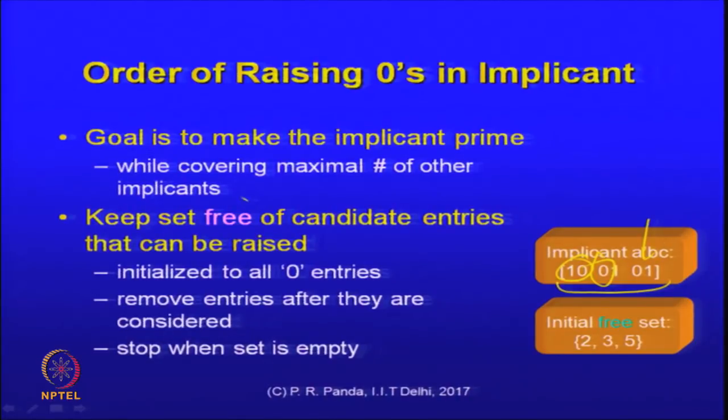So, let me keep a set free of the candidate entries that can be raised. Initially in this example there would be 3, this just refers to the position number 2, 3 and 5. All of these are an initial free set. But they are candidates, that does not mean that all of them can be raised, we have to check the validity to see which ones can be raised. Anyway, it is initialized to those 0 entries. In the process of raising, we would drop some elements from that set. Of course, if you manage to raise all the zeros to 1s, then that set is empty.